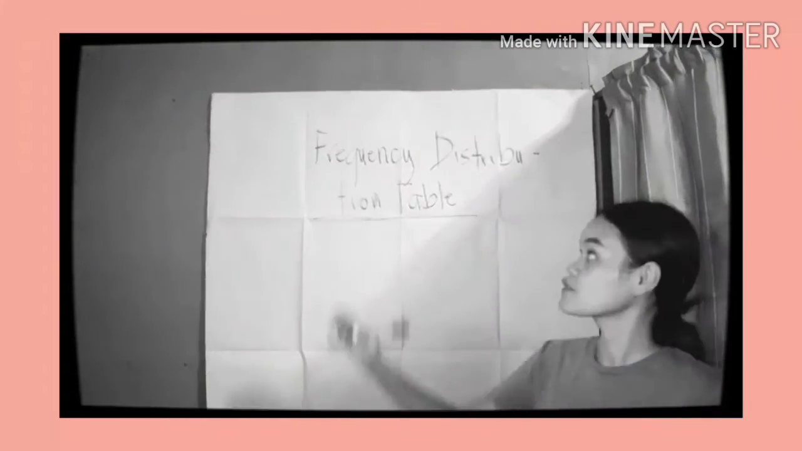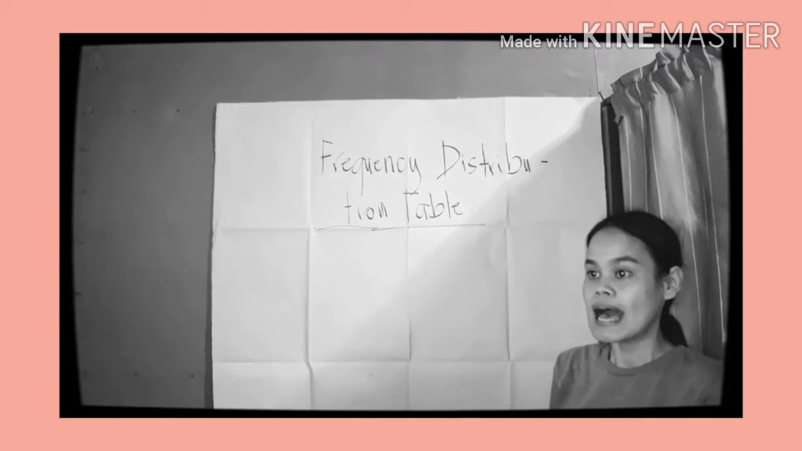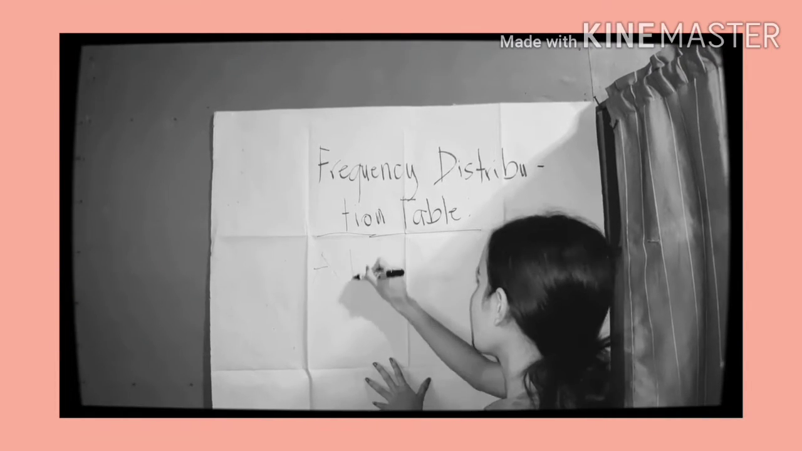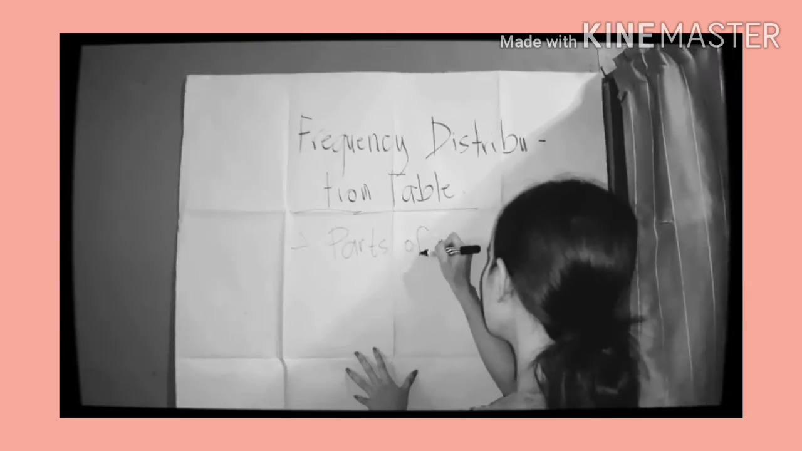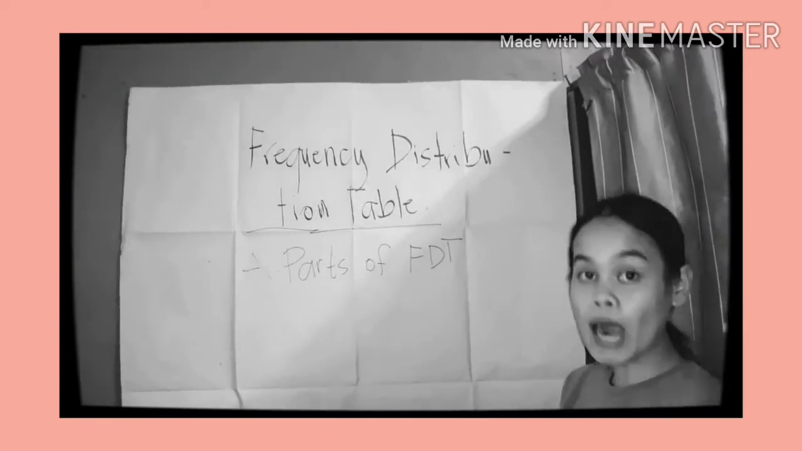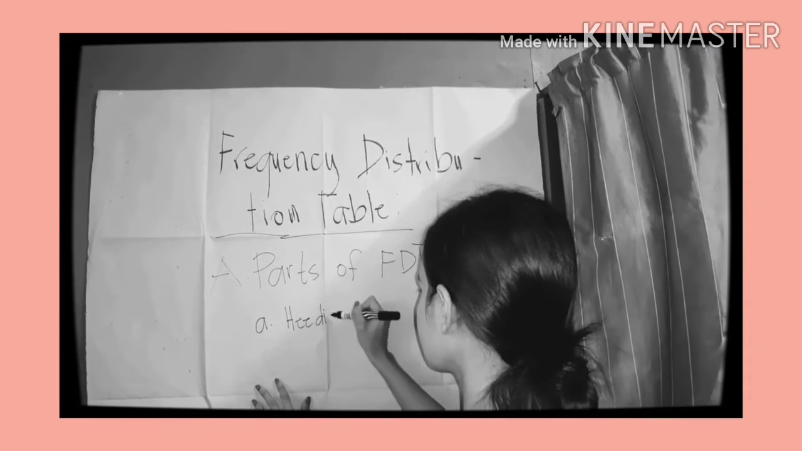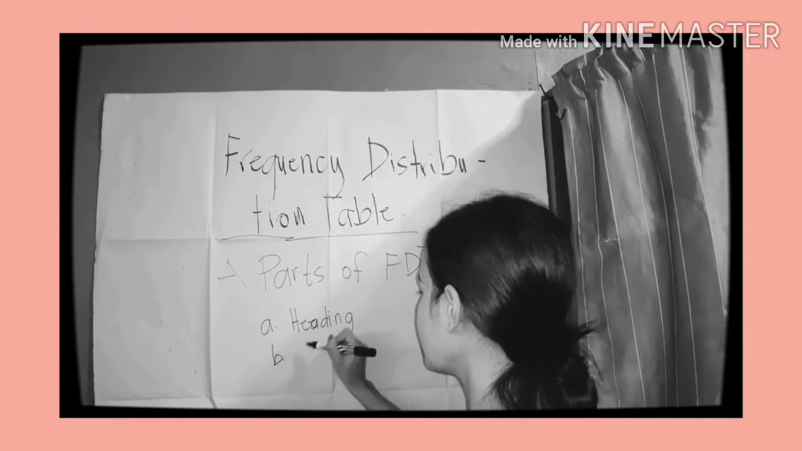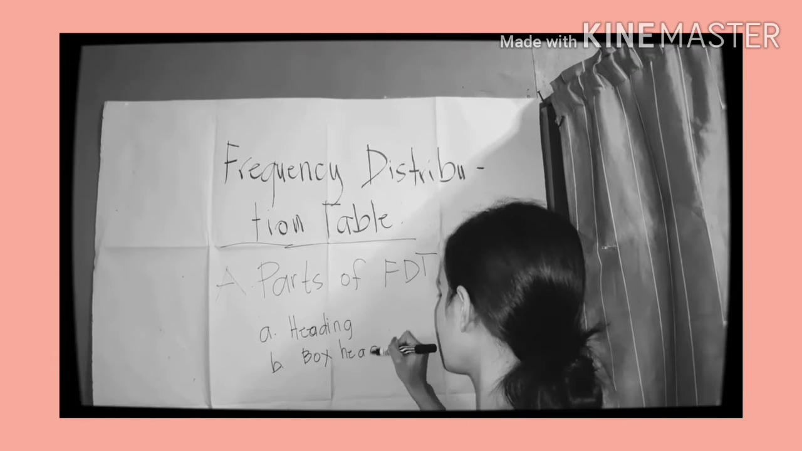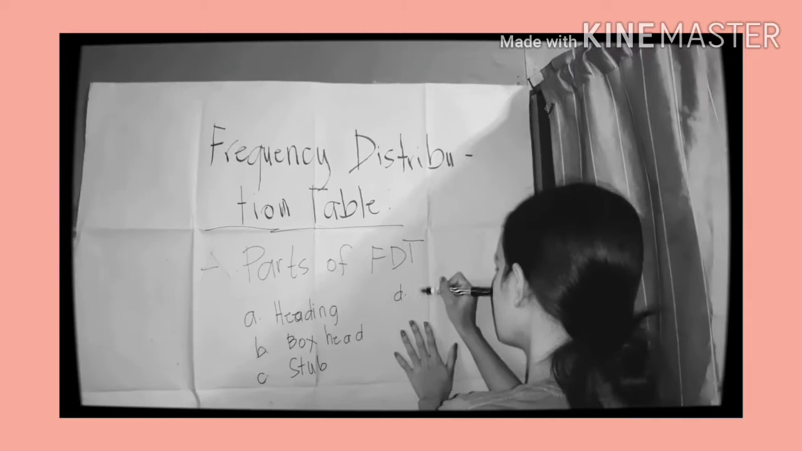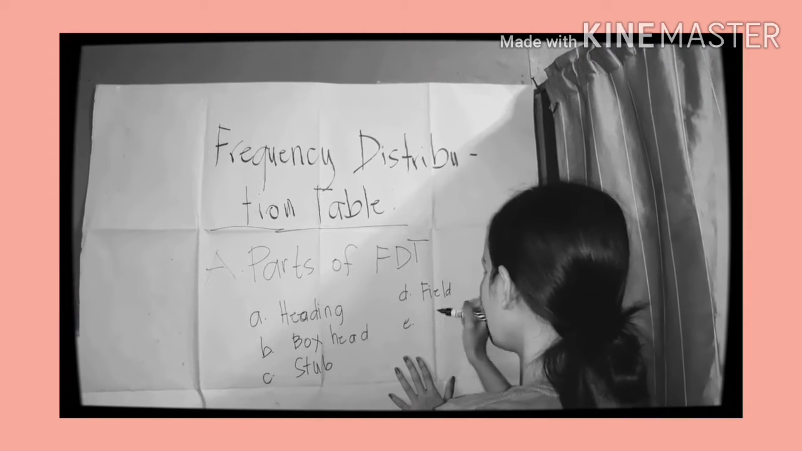First, we're going to tackle the parts of the frequency distribution table. Our lesson for today is the frequency distribution table. So letter A, parts of FDT. The parts of FDT consist of A, heading, B, box head, C, stub, D, field, and lastly the source note.